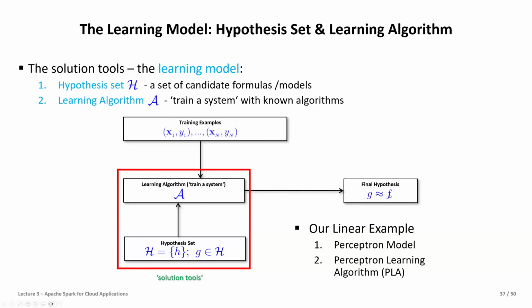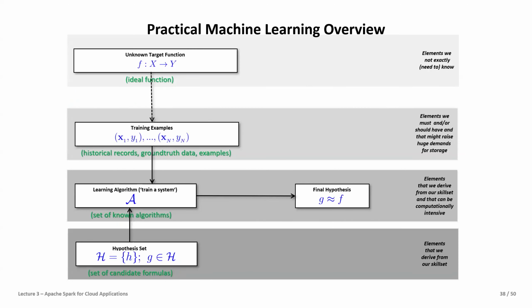And with this, the data and unseen data. So let's put that in our practical overview. The hypothesis set here, the learning algorithm, that is also something we have to, of course, pick. But in addition, and this is important for you, the process of getting from this learning algorithm to the final hypothesis can be computationally intensive, right?